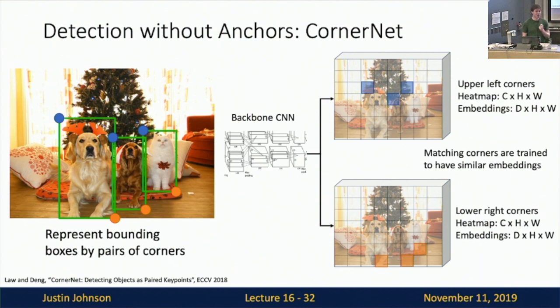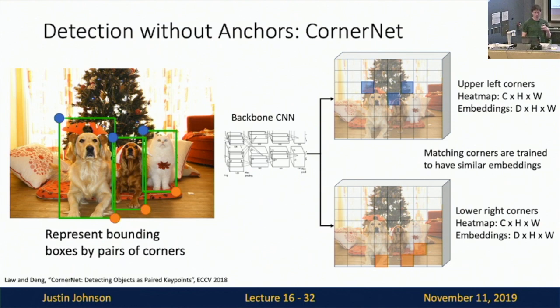The idea with this CornerNet architecture is that we change the way we parameterize bounding boxes. We now represent bounding boxes by the upper left-hand corner and the lower right-hand corner. To detect a bounding box, we simply have each pixel of the image decide what is the probability that it is the upper left-hand corner of each object category, and what is the probability that it is the lower right-hand corner of each object category.